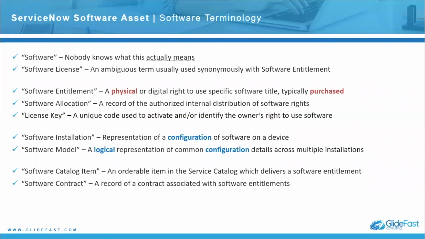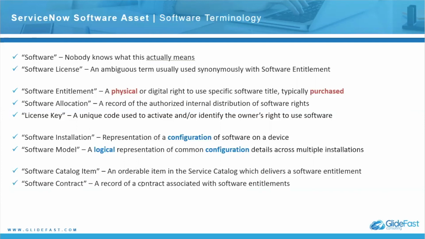Moving down, software installation. This is where we get the dual asset and configuration item. The asset is the entitlement that we purchased. The configuration item is the software installation record in ServiceNow that tells us what's installed on that computer. It's just a representation of the software being configured on that device. A software model is the common configuration across all of the multiple installations. So I won't go into details about models. I think you're all familiar with what a model is. And then software catalog item is the orderable item in the service catalog. And a software contract is a contract record that has the type of software contract.